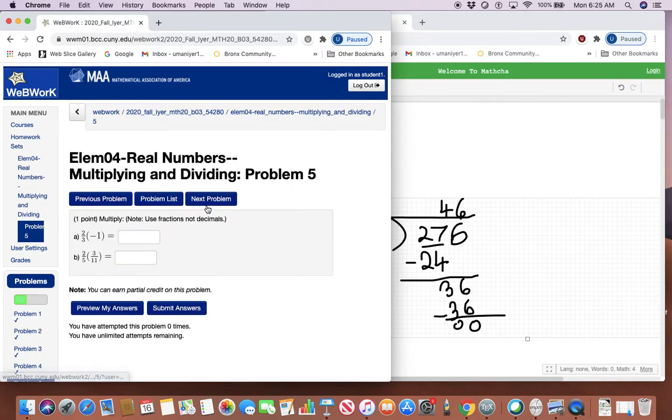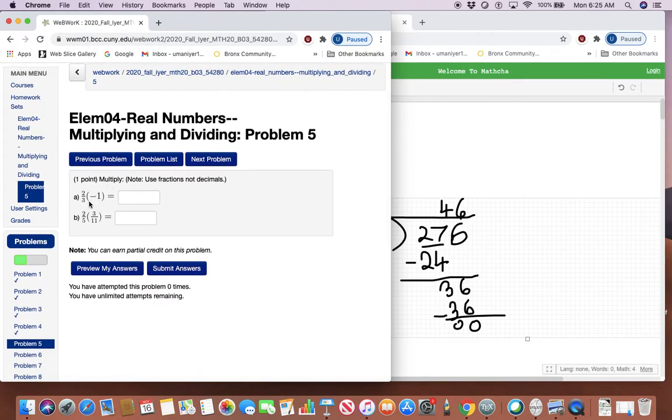Next. Multiplication by a negative number. Positive times negative is a negative. 2/3 times 1 is 2/3.